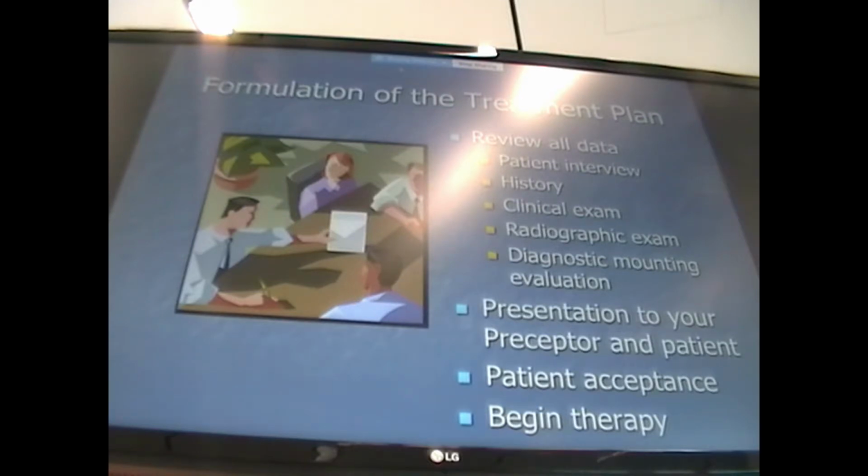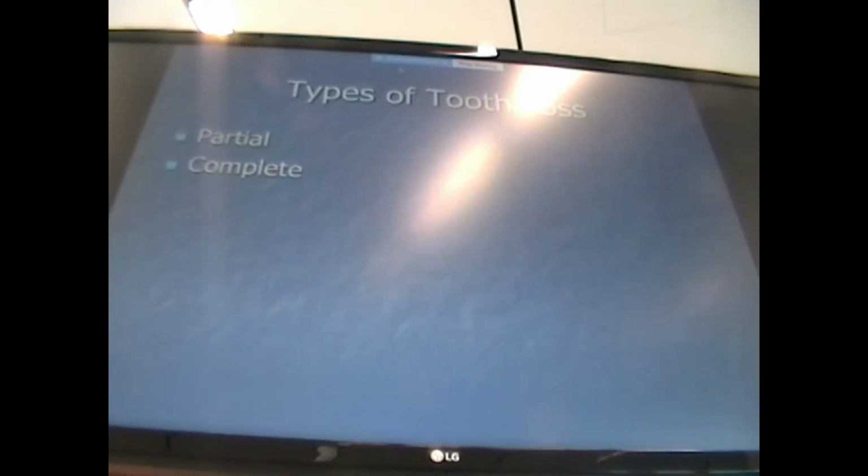Types of tooth loss, we have partial tooth loss and complete tooth loss. There's only one answer for complete tooth loss, and that's dentures. Partial tooth loss, we have fixed bridge work, we have removable partial dentures, and we have implant prostheses.